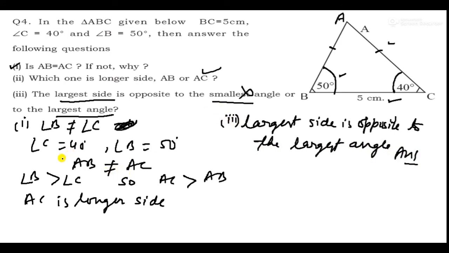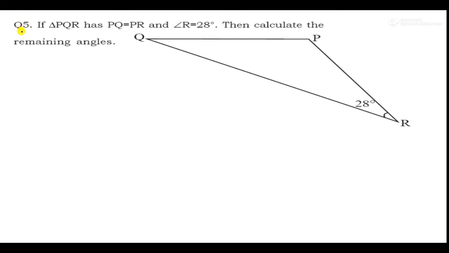Now come to the next question. That is the fifth question. If triangle PQR has PQ equal to PR, in this figure PQ is equal to PR, so you can draw like this. And angle R is 28 degrees. Then calculate the remaining angle.